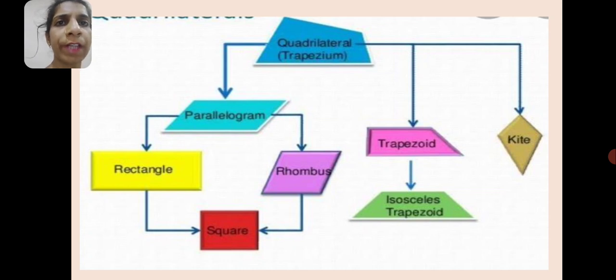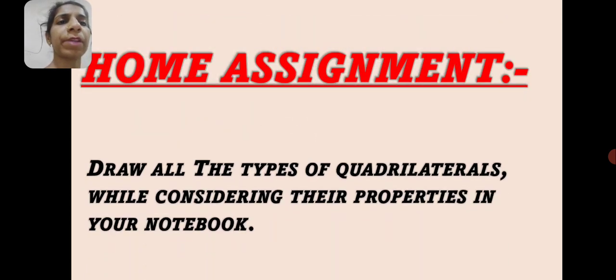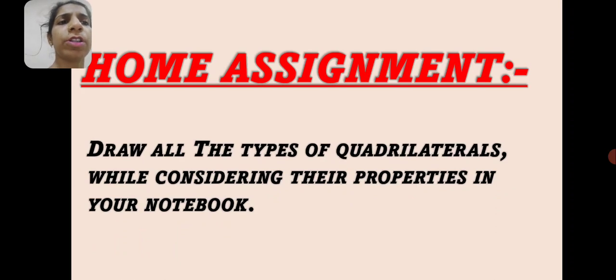If you have any doubt in any of the topics, let me know your doubts in the comment section. I am giving you a home assignment. Draw all the types of quadrilaterals while considering their properties in your notebook: parallelogram, rhombus, kite, square, rectangle, trapezium.